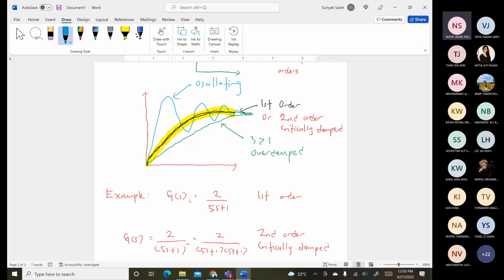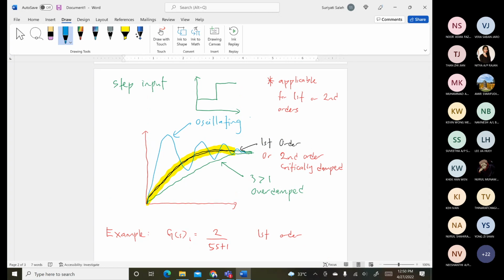So this is what we call the underdamped response. This is the last class of the second order, which is the underdamped response, where normally we will have the oscillating response.